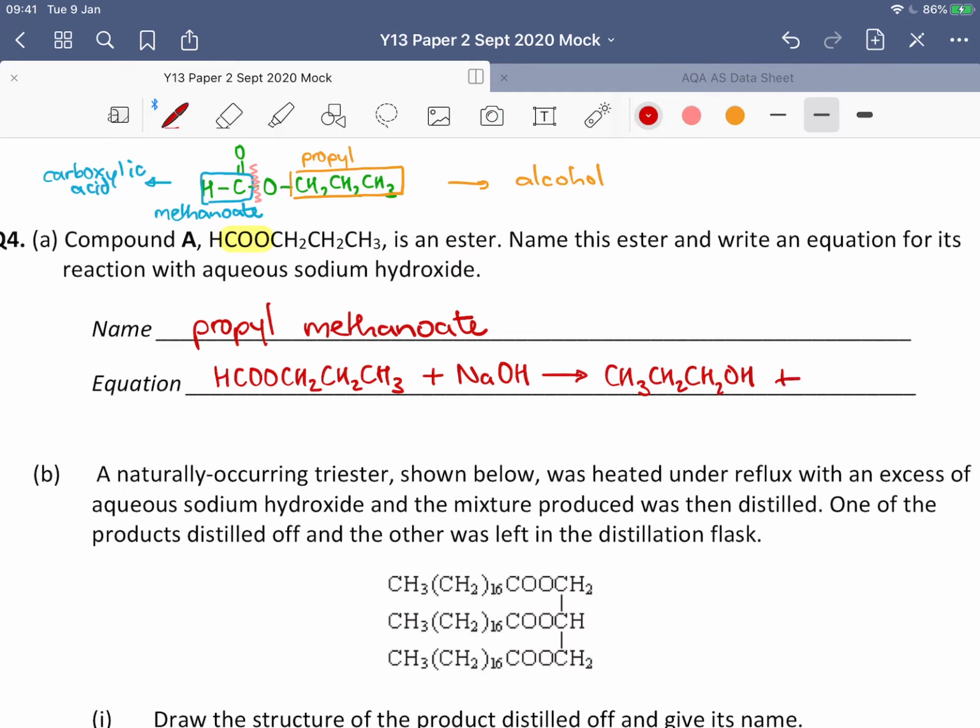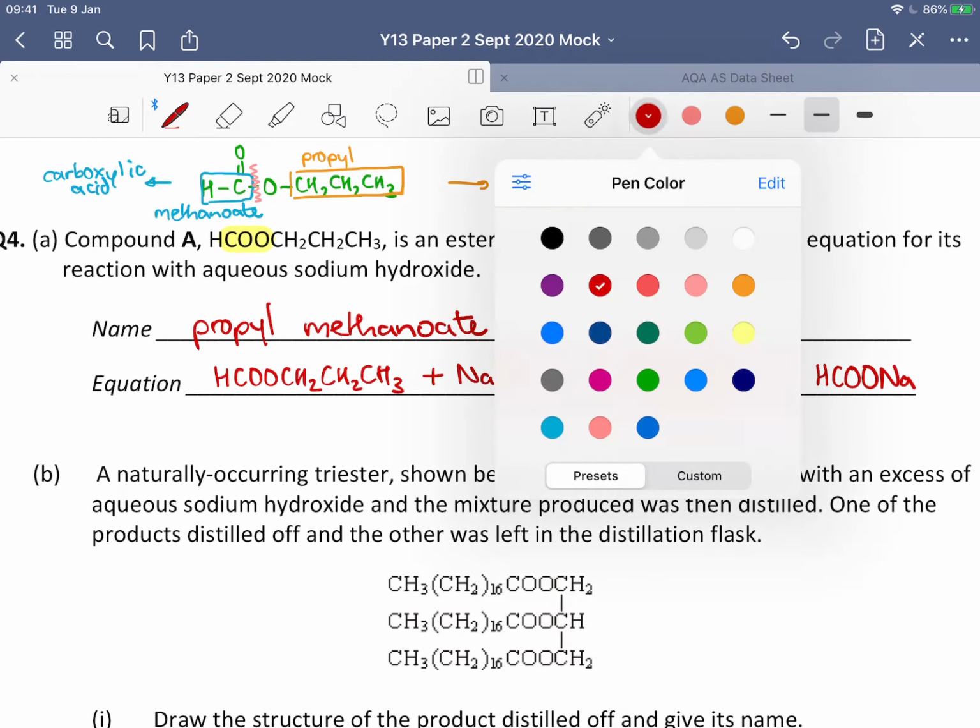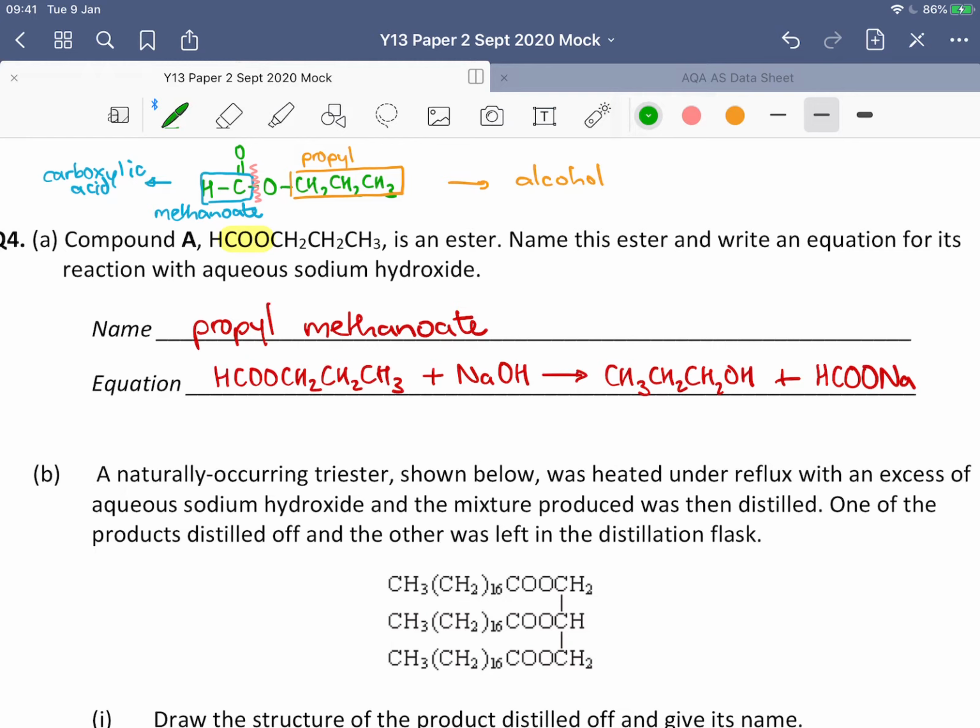Now, the carboxylic acid that we form is actually going to react with the hydroxide ions. So it's going to be neutralised. So we're actually going to be making the salt of the carboxylic acid. So that's sodium methanoate. So if it helps you to appreciate, we've obviously made propan-1-ol here, and we have made sodium methanoate. It's a salt. Okay.